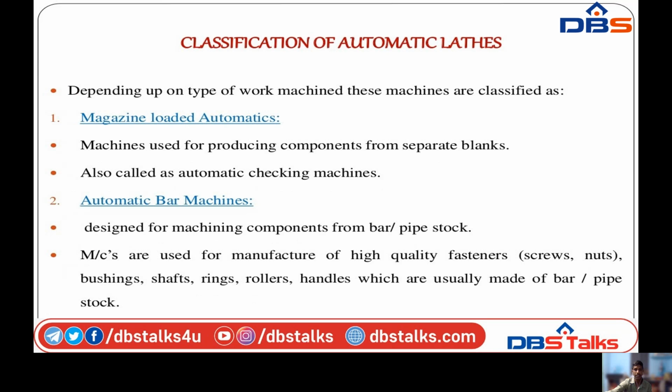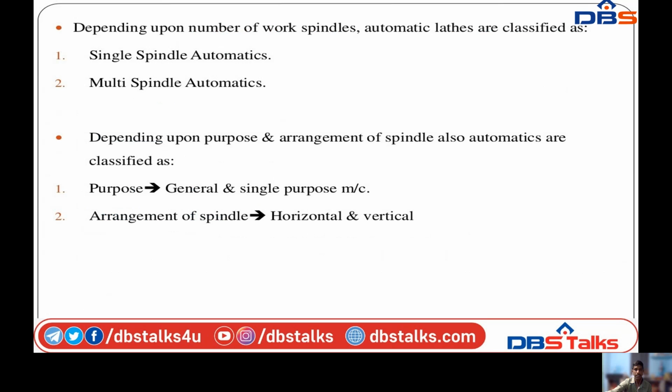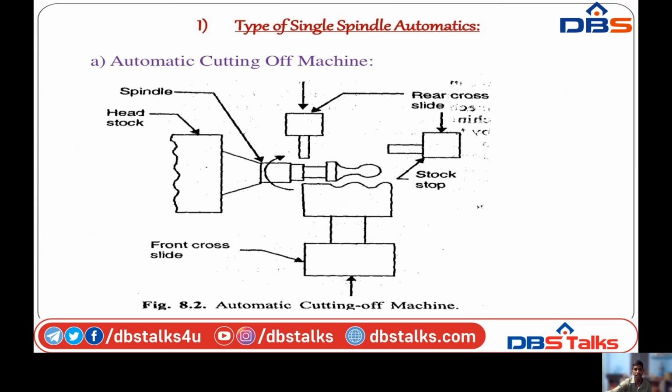Classification of automatic lathes: single spindle and multi spindle. First of all, I am discussing the types of single spindle. In single spindle automatic lathes, classifications are there. First, I am discussing the automatic cutting off machine. It is one type of classification in single spindle automatic lathes. Here I am showing the automatic cutting off machine lathe.